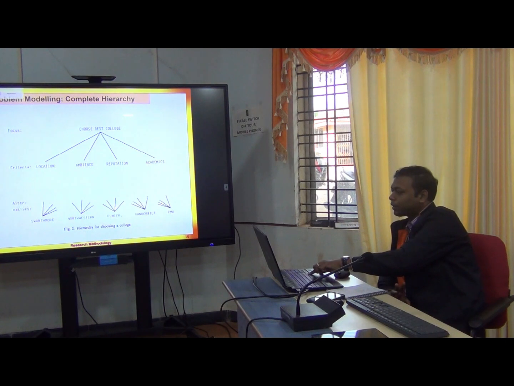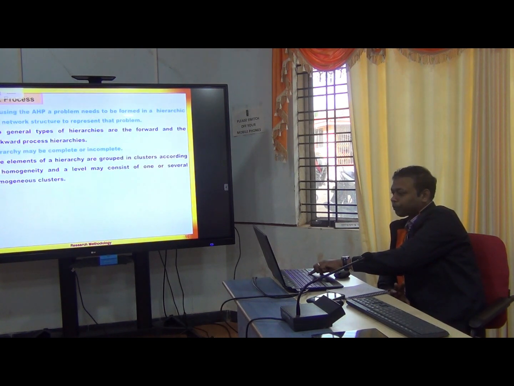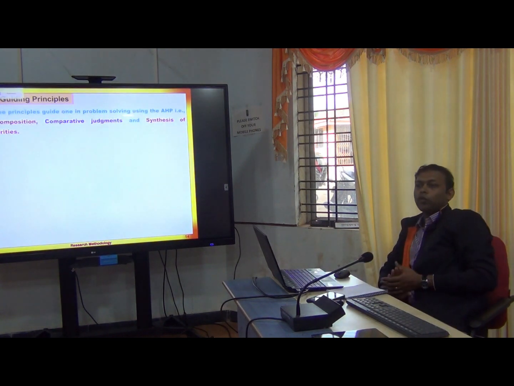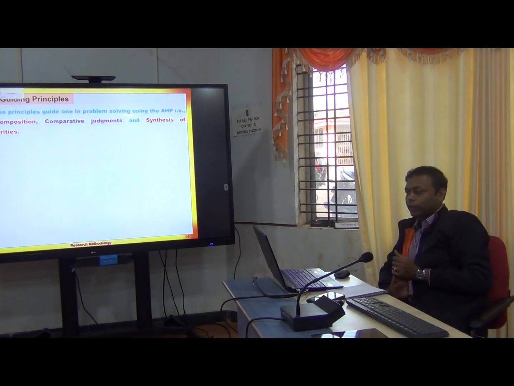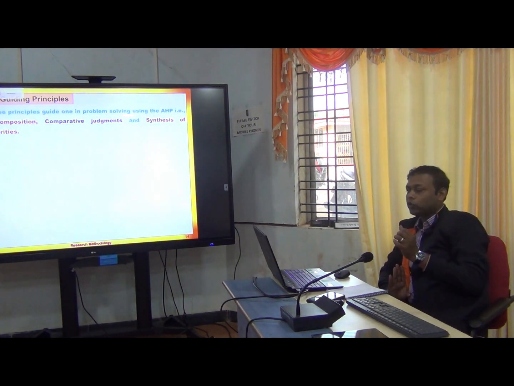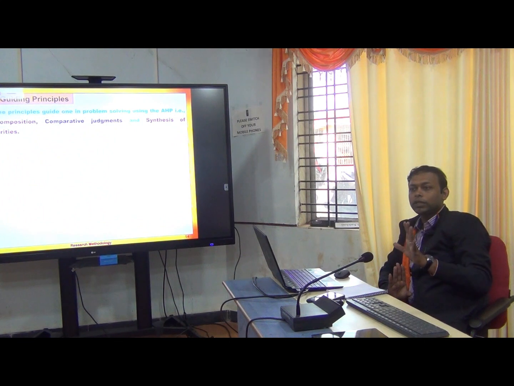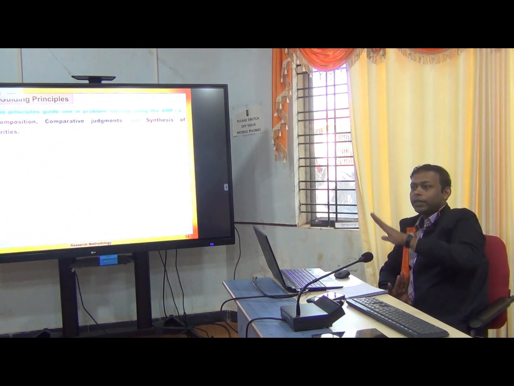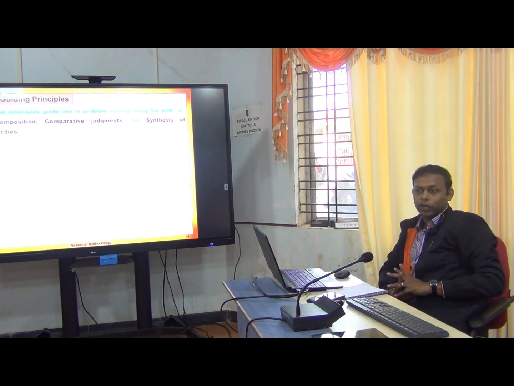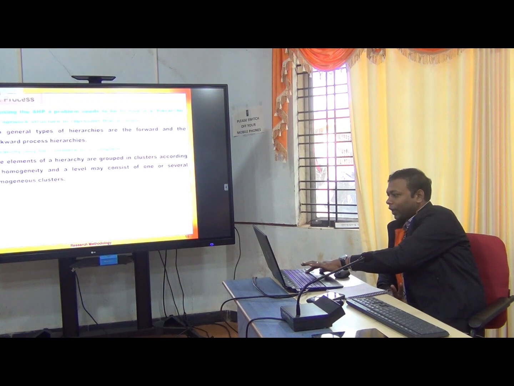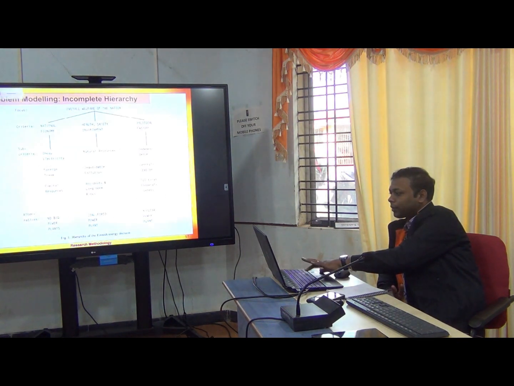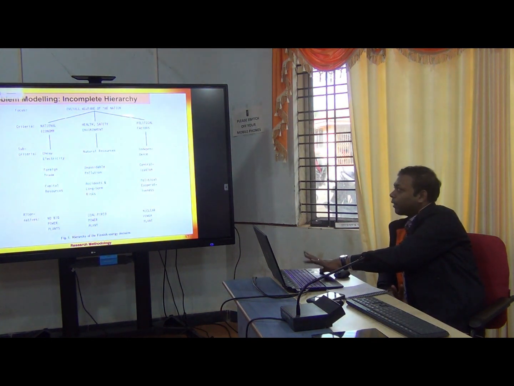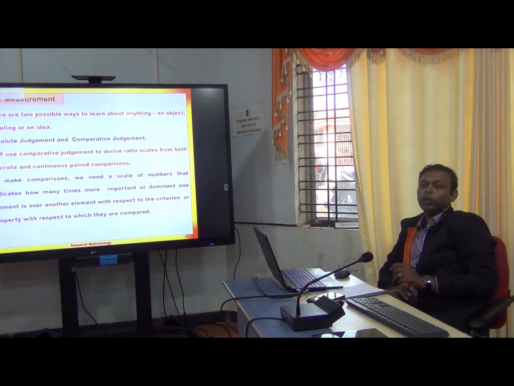So what are the steps in the analytical hierarchy process? It broadly comprises three steps: one is decomposition, the next is comparative judgment, and the last is the synthesis of the priorities. Decomposition means putting the problem into a hierarchical structure. The next step is the measurement part, the comparative measurement.